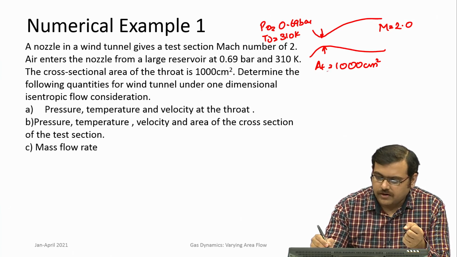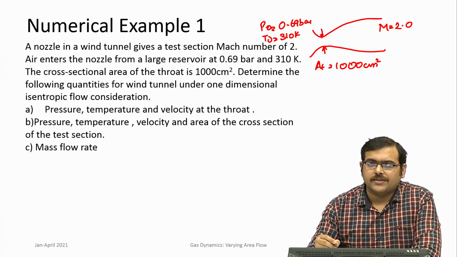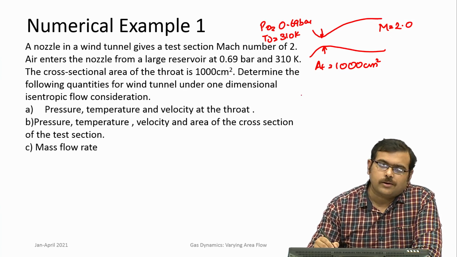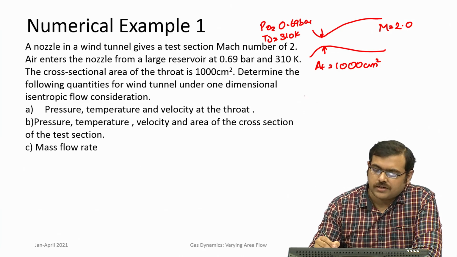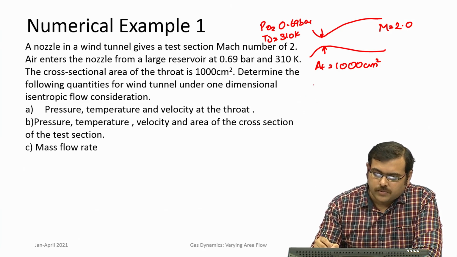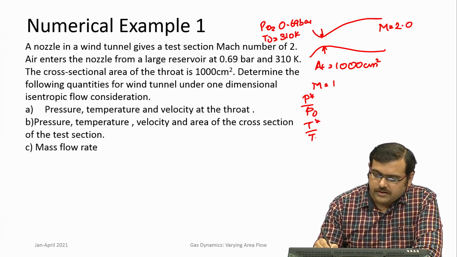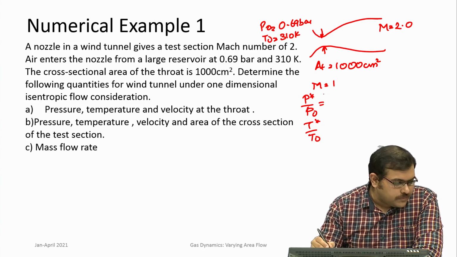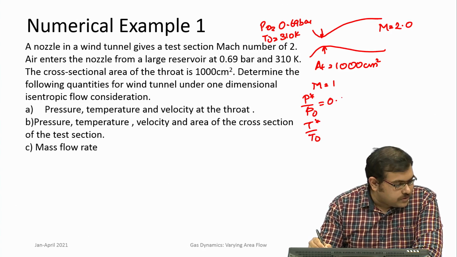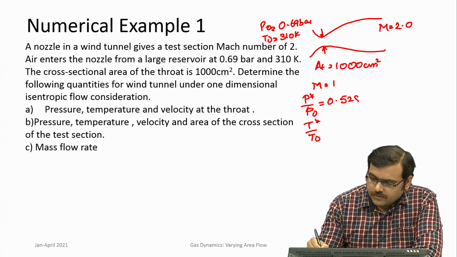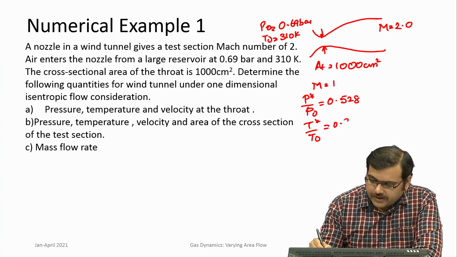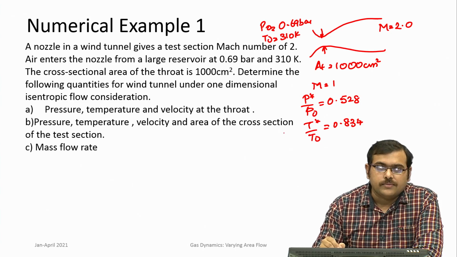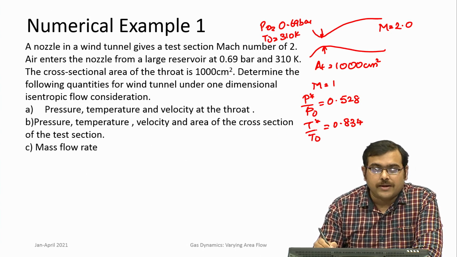Pressure, temperature and velocity at throat. For this at throat at operating conditions for a supersonic nozzle, throat Mach number is 1. So, P star by P naught and T star by T naught are the values to consider, and this is 0.528 and this is 0.834. Okay. So, these values you can get from isentropic tables or calculators.